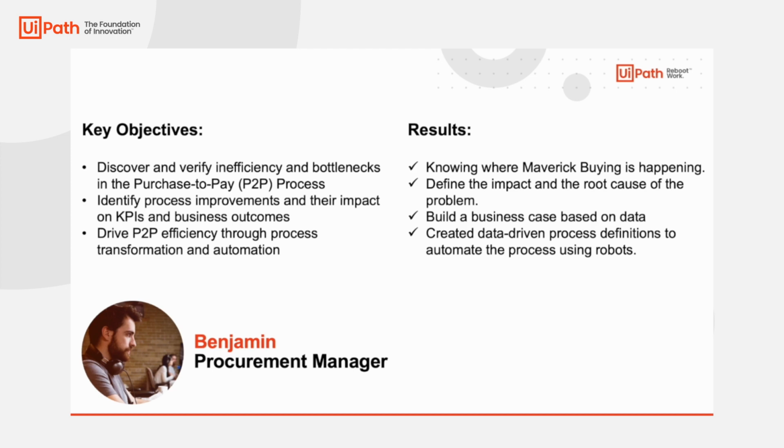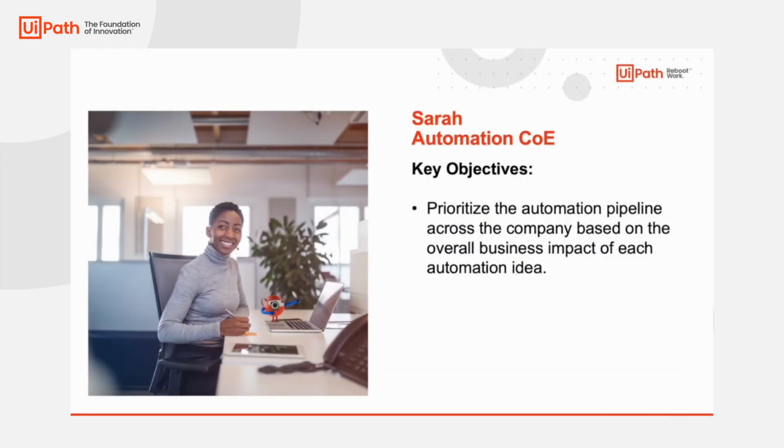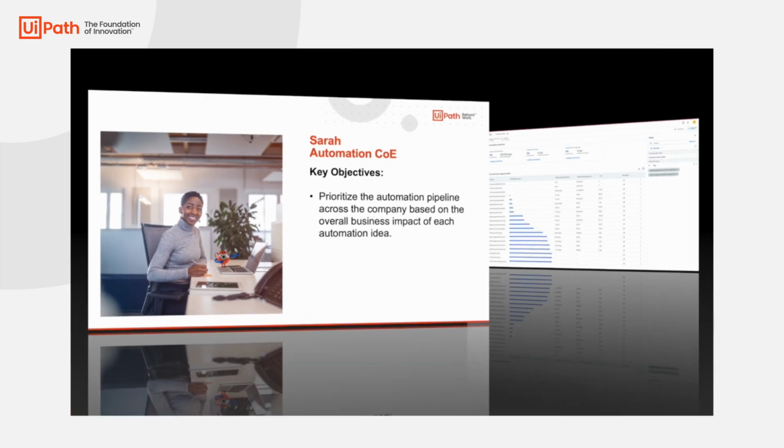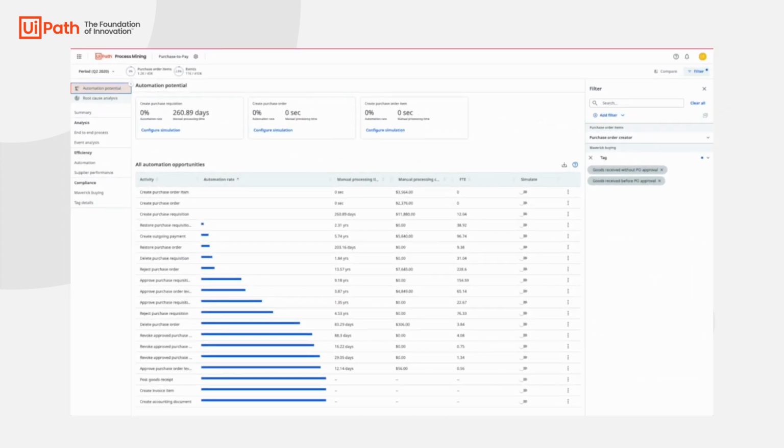Benjamin's colleague in the automation COE, Sarah, is also leveraging process mining to surface automation opportunities across the organization. She's working closely with Benjamin to discover and understand where automation can have the greatest impact on their purchase-to-pay process. Process mining is here helping to reduce the silos that previously existed between the automation team and the process owners by providing them with a single source of truth regarding the purchase-to-pay process. Let's now switch heads to Sarah, as she uses process mining to uncover and qualify automation potentials.